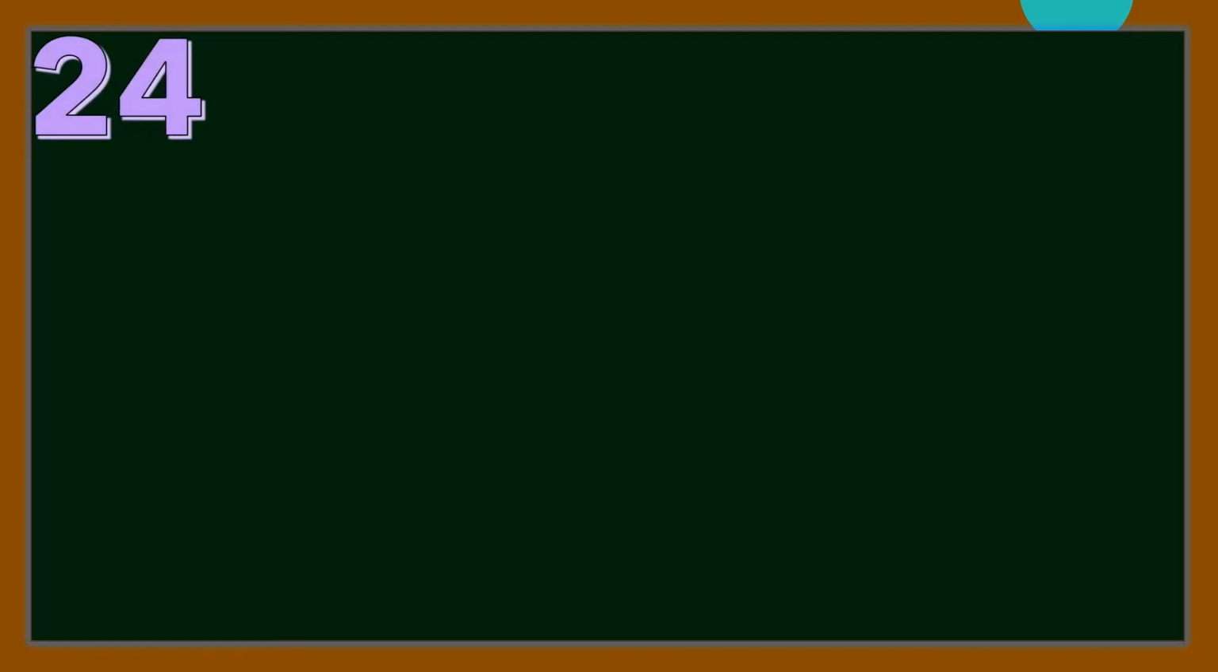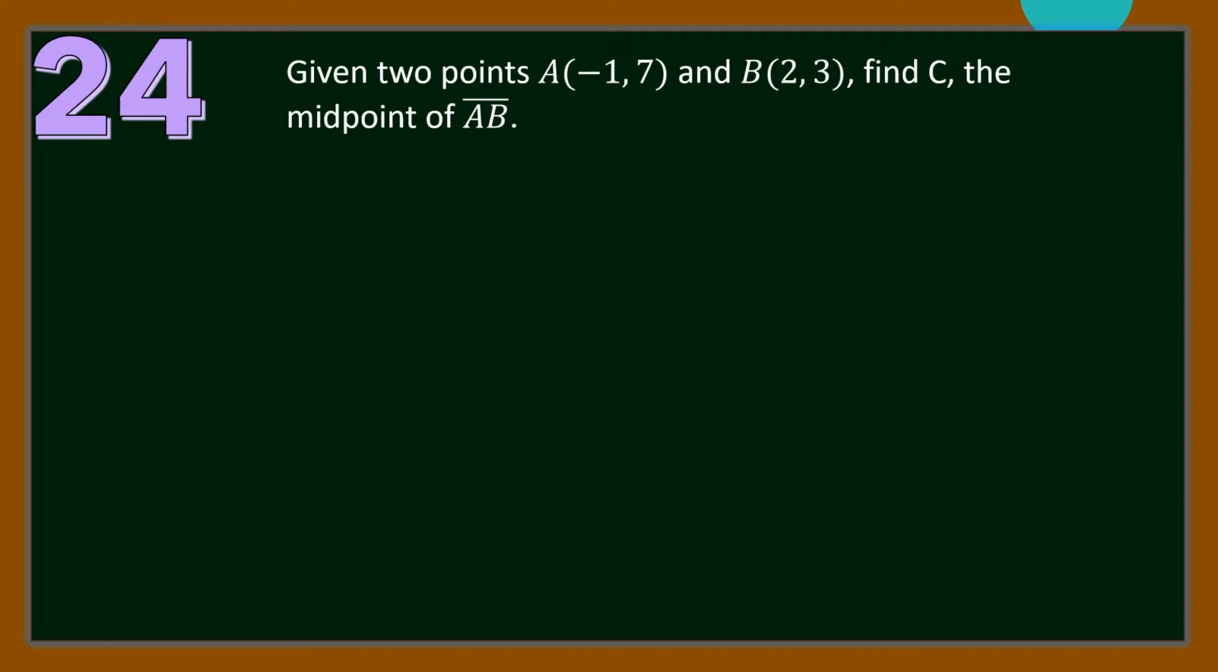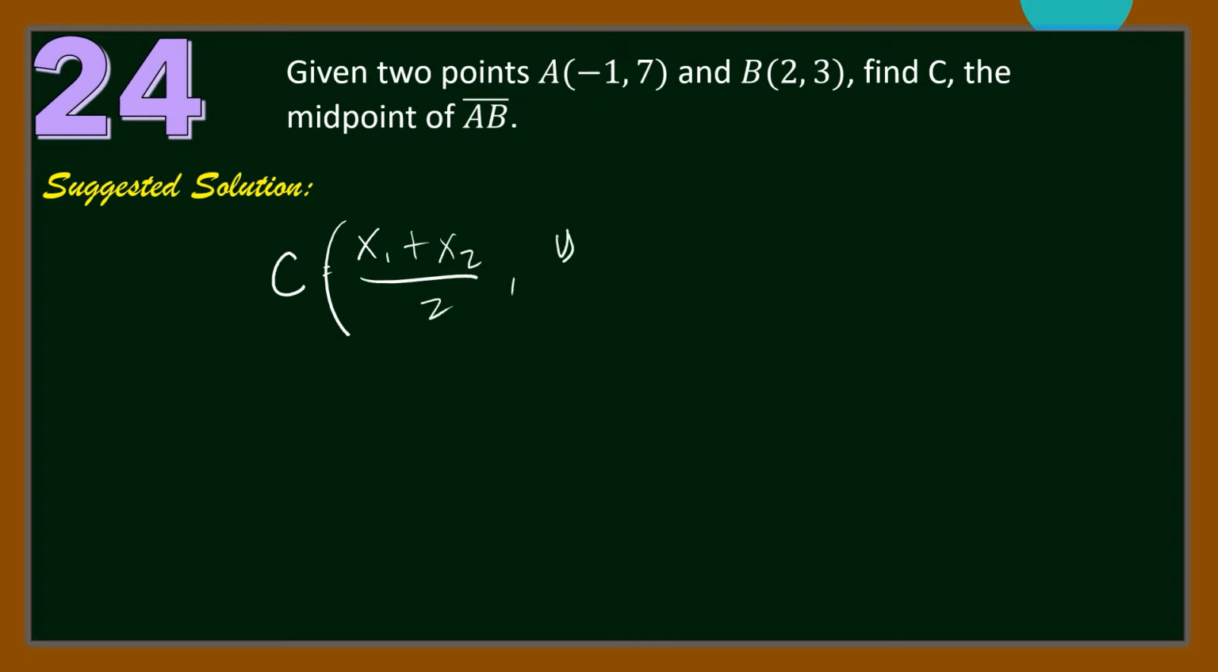Number 24. Given 2 points A(-1, 7) and B(2, 3), find C, the midpoint of segment AB. For our solution, we will use the formula for midpoint. That is, C has the coordinates ((x1 + x2) divided by 2, (y1 + y2) divided by 2).